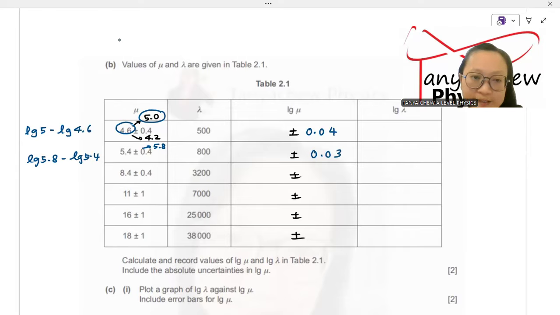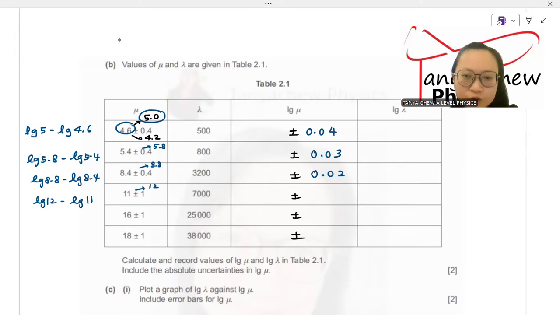And what about this? I am going to use log 8.8 minus log 8.4, and I got 0.02. And the next one, 11. 11 plus 1, the upper extreme value is 12. So you use log 12 minus log 11. So you get 0.04.